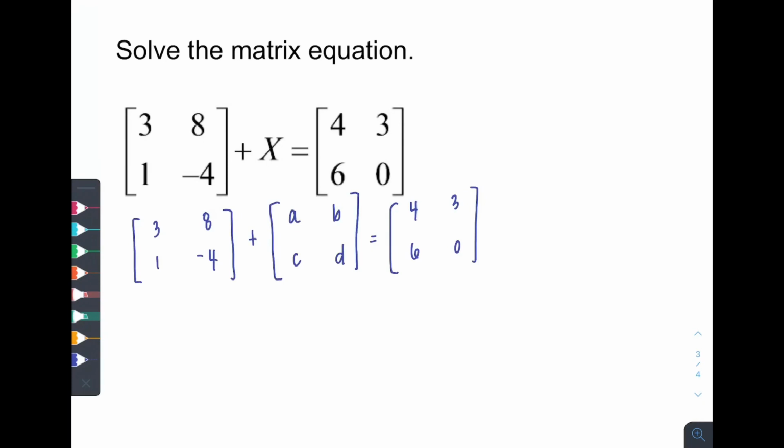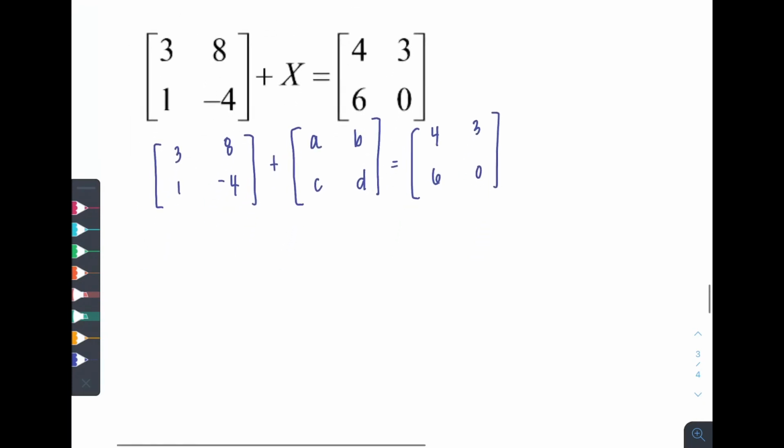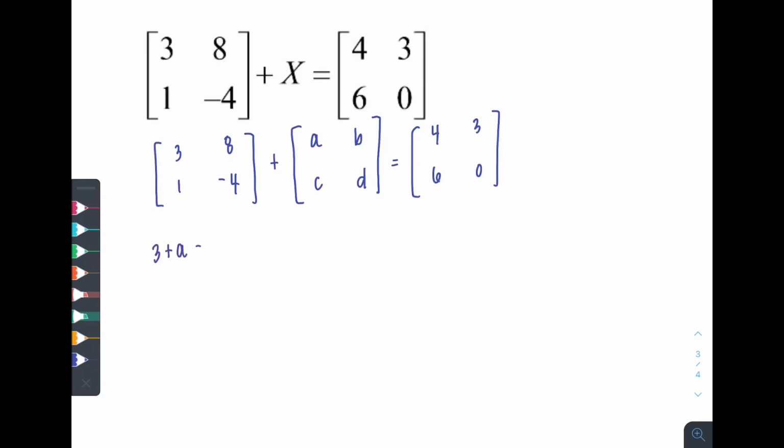So then I can create an equation for each individual variable. That way it's easier to find what X is. So 3 plus A is equal to 4. Then we have 8 plus B is equal to 3. 1 plus C is equal to 6. And -4 plus D is equal to 0.